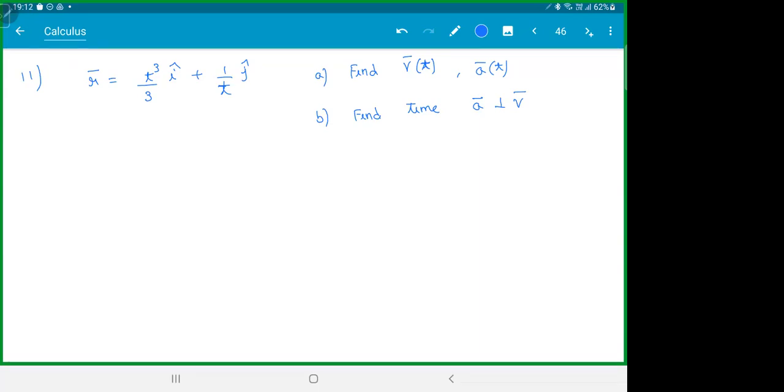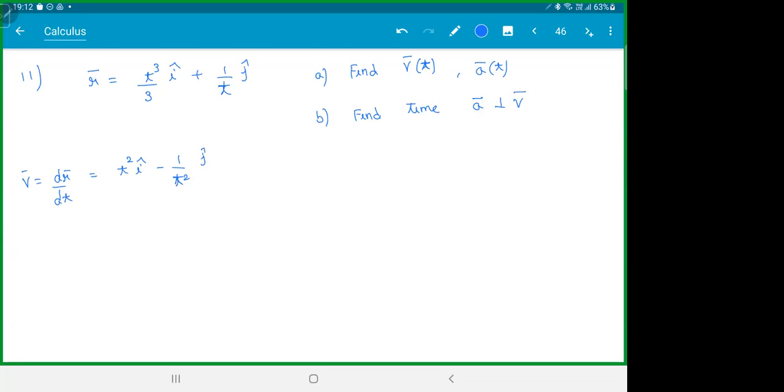What is the velocity vector? Differentiate. So t cube ka differential is 3t square. 3 will cancel. t square i cap. 1 by t ka differential is minus 1 by t square j cap.